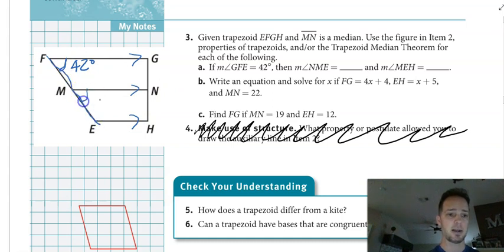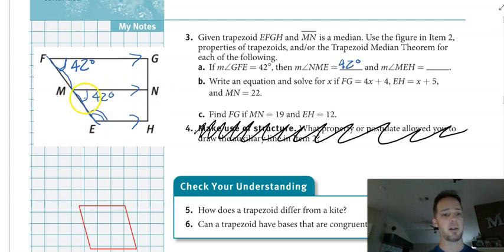These are corresponding angles. This will also be 42 degrees. So angle NME, this angle here, is also 42 degrees. All right. What about MEH? How do we figure out MEH, this angle down here?